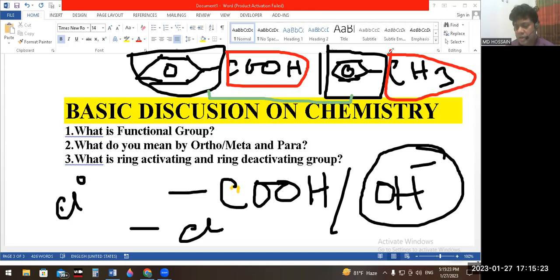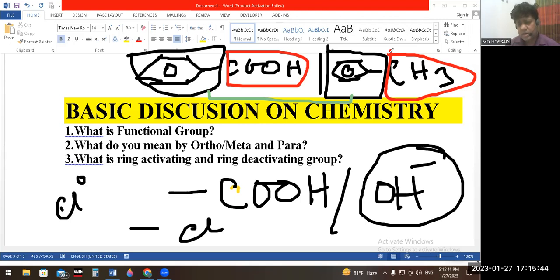So as a result of the presence of the functional group, the chemical compounds show different chemical properties. So these are the main functions of the functional group. I hope you have understood what a functional group is and what its application is.